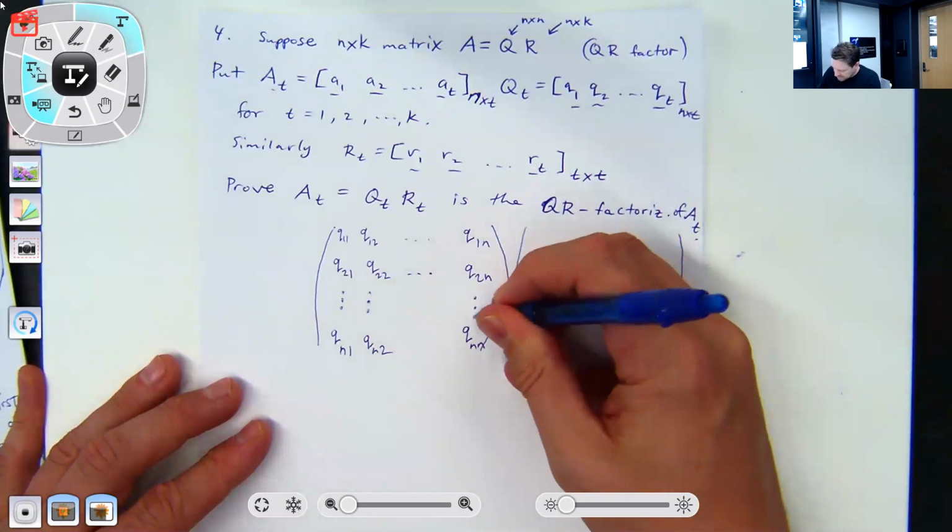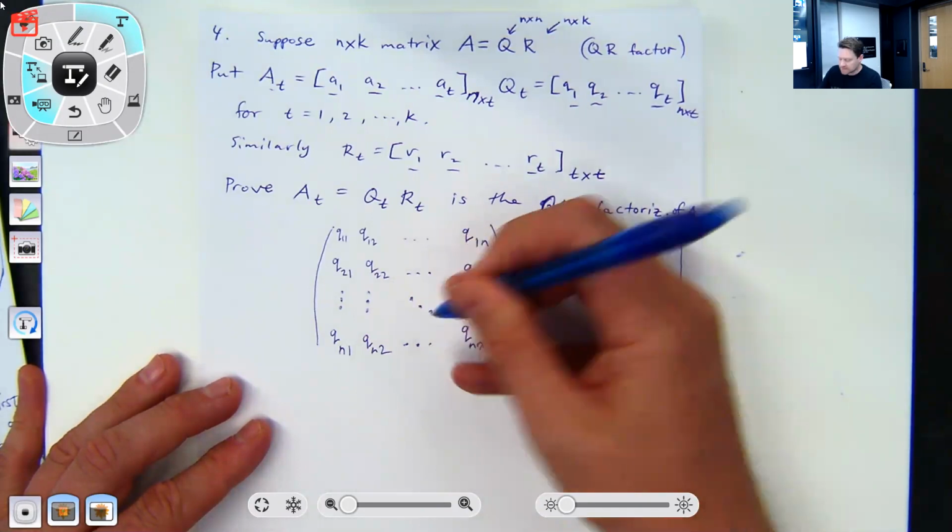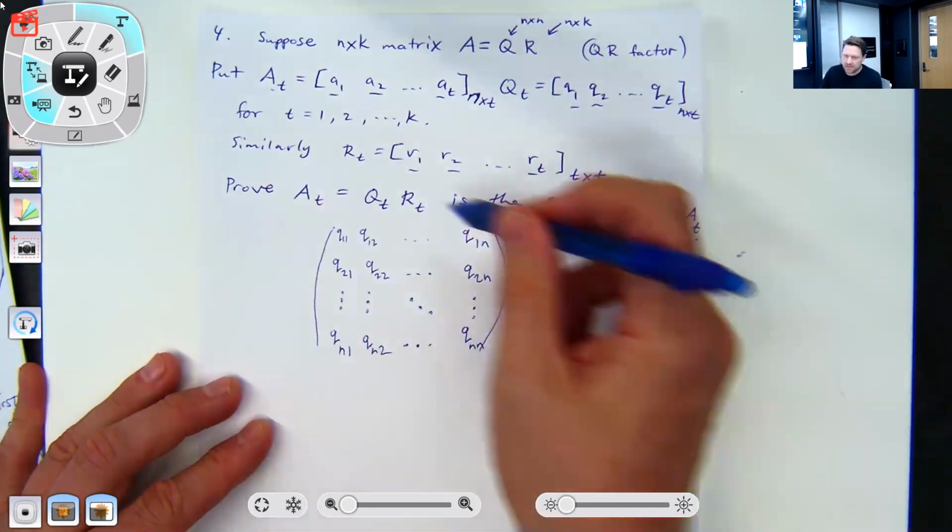Okay, and then dots, and then dots, and then we'll put diagonal dots there. So this here is Q. All of this here is Q, right?